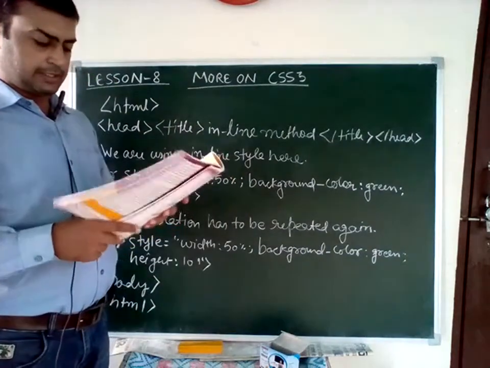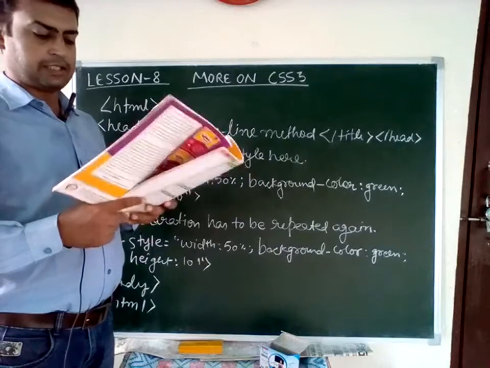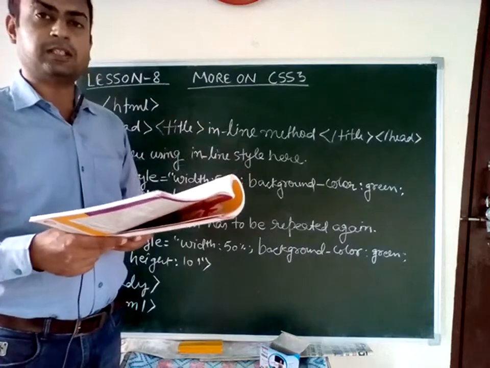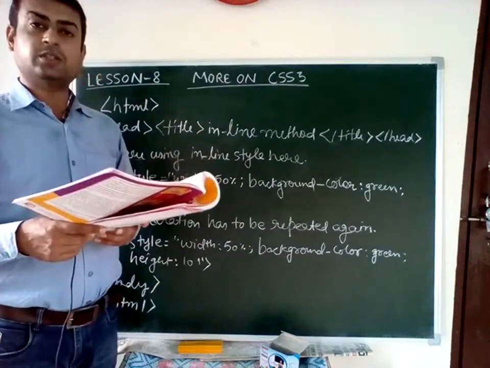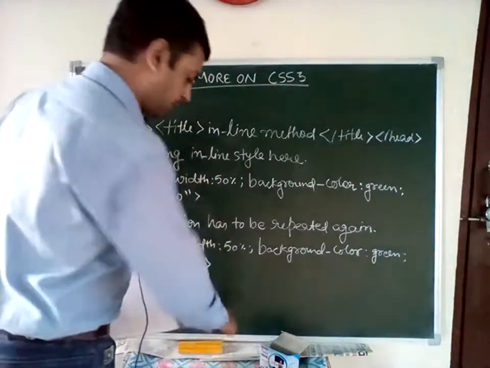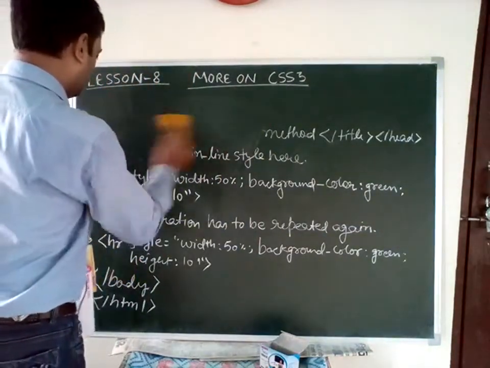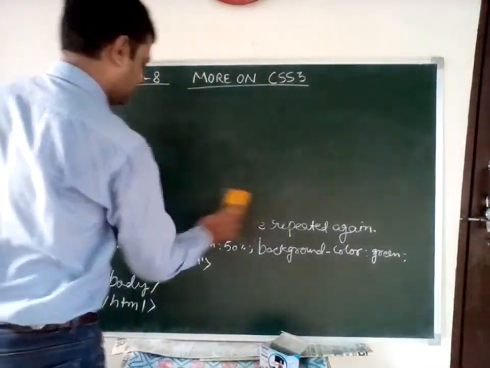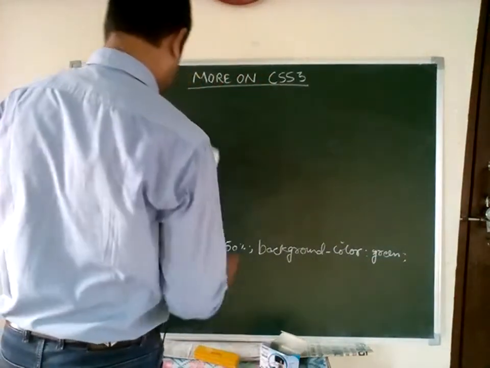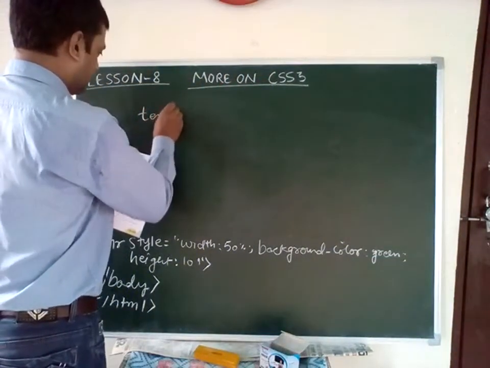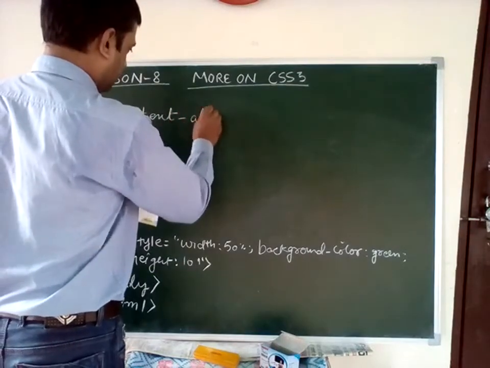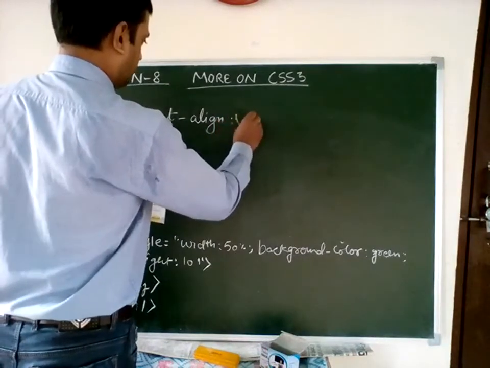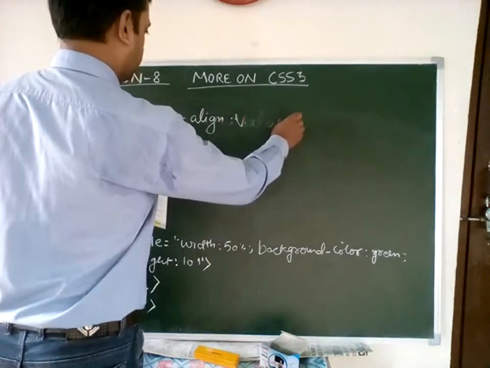Now text properties in Cascading Style Sheet provide various property options to style the text in the web pages. Now first you must know the syntax. Syntax means the way by which we are writing. Text dash align colon value.